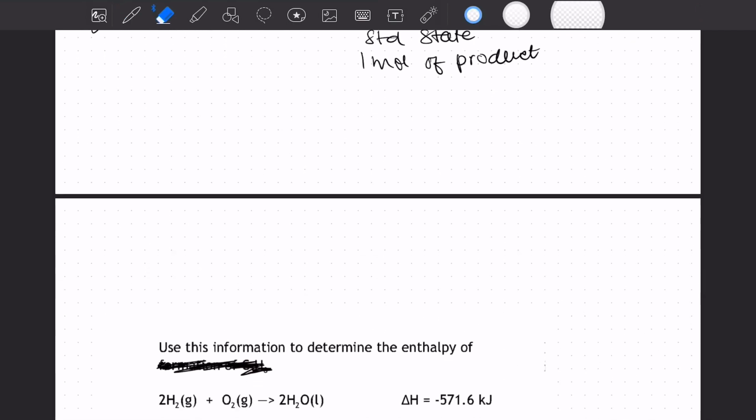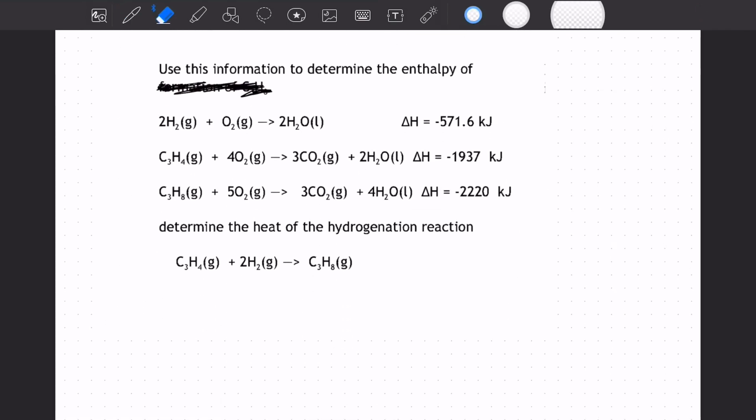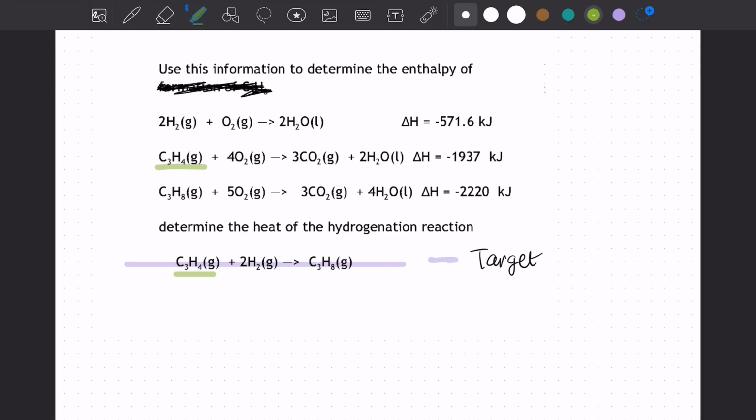Let's look at this example now. So we are given some series of equations and we are given a target equation. So this is what you want to reach. So the first thing I suggest you do is look for what is present on the reactant side. So there is a C3H4. Let's go into the equations that are given to us and find C3H4. Okay, this is on the reactant side. This is where I need it. So maybe I don't need to manipulate my equations for this particular entity. Let's look for H2.